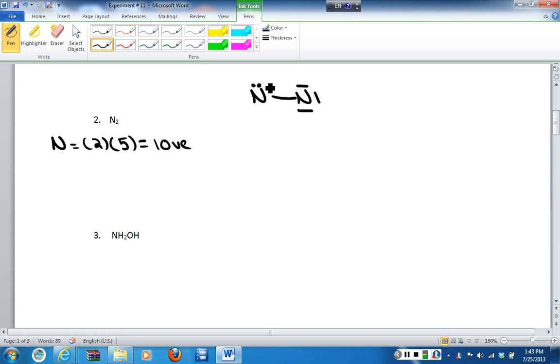I have to check, does everything have an octet? And what I see is that this nitrogen has an octet, but this one does not have 8. So if you'll recall from Lewis structures, when you have something where it doesn't have an octet, but you've used all of your valence electrons, meaning you have too few electrons, you know you have to form multiple bonds. So if we take a lone pair and we form a multiple bond, we now have a double bond between the nitrogens. And we look and we see, yes, we have indeed still used 10 of our valence electrons, but our nitrogen still does not have an octet.